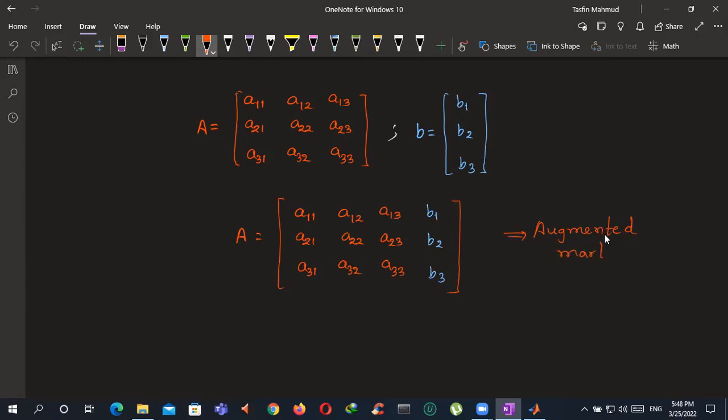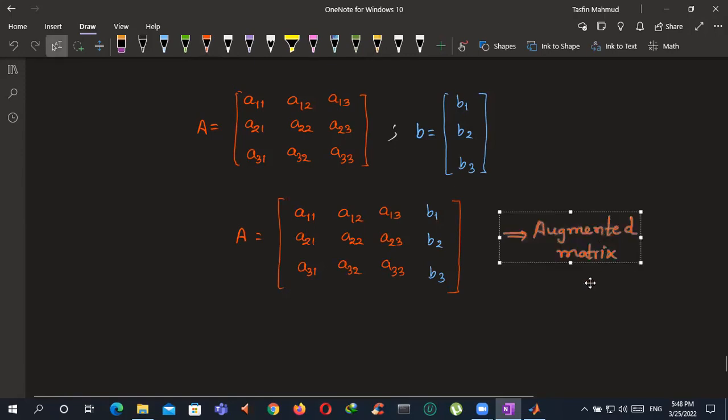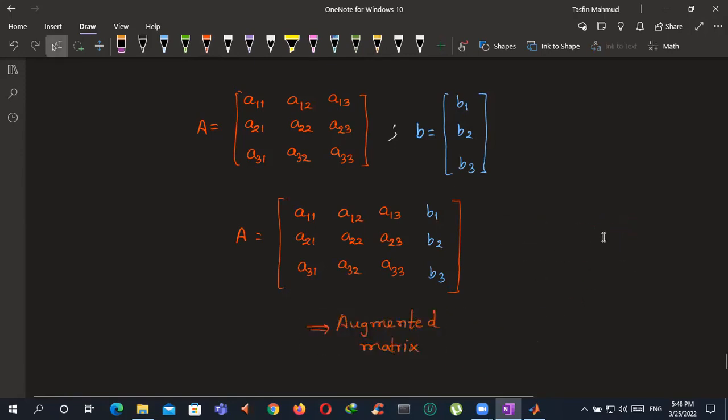So in this augmented matrix, the first row is representing the first equation, right? This is the first equation. Then this is the second equation. And this is the third equation, right?